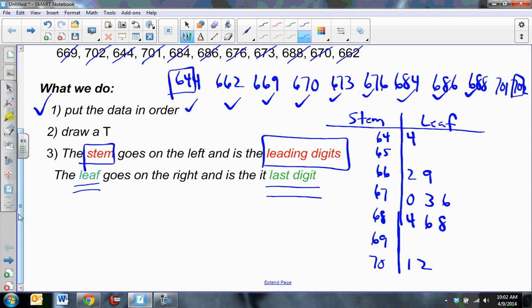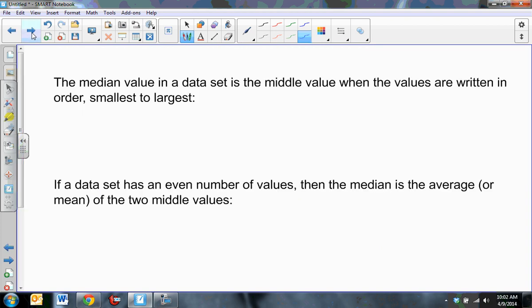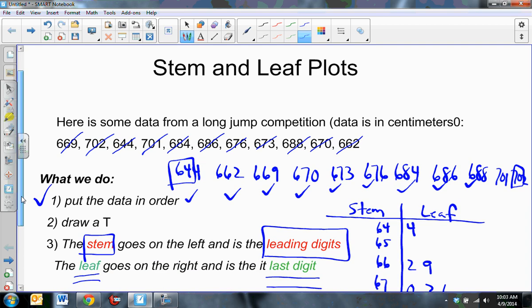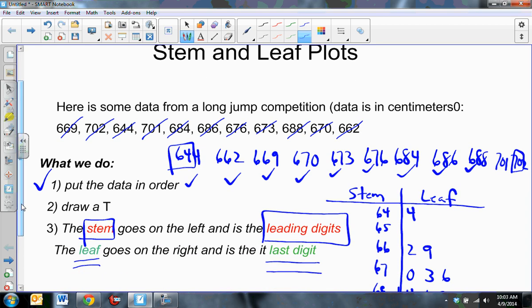The other thing we're going to look at today is, once we have the plot, or once we have the data in order, we want to try to identify the median value. And the median value is the middle value, okay? But the values must be written in order smallest to largest, okay? So let's look back at our original data here. Here we have it written in order, okay? We want to find the middle number. Well, can you sort of see it with your eye?